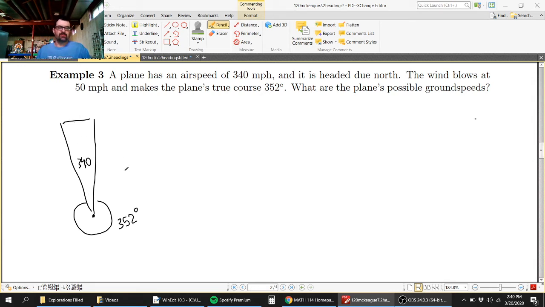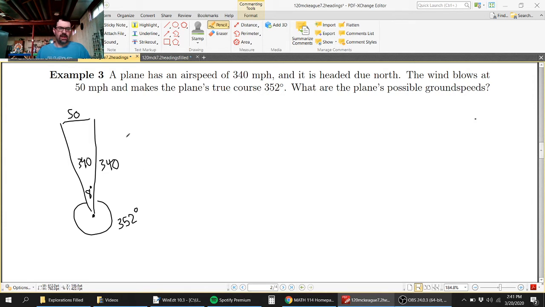So there's some wind blowing to the left-ish, not necessarily directly west, which veers the plane off course and makes it go in this direction instead. So the 340 is this side, not the left side. And that's just not going to help. Okay, so what do we got here then? Oh, the wind blows at 50 miles an hour, so we do know a side length. And since this is 352, like we talked about, this is going to be 8 degrees inside there.